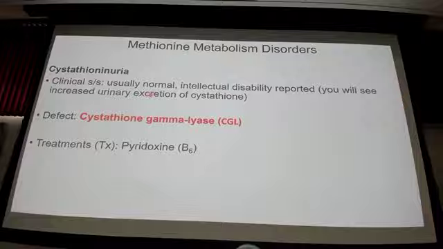As you know, vitamin B6 is the cofactor for that pathway, the transsulfuration pathway in general. All right, any questions about that? You're saying cystathionine buildup is not as bad as homocysteine buildup. Yep.